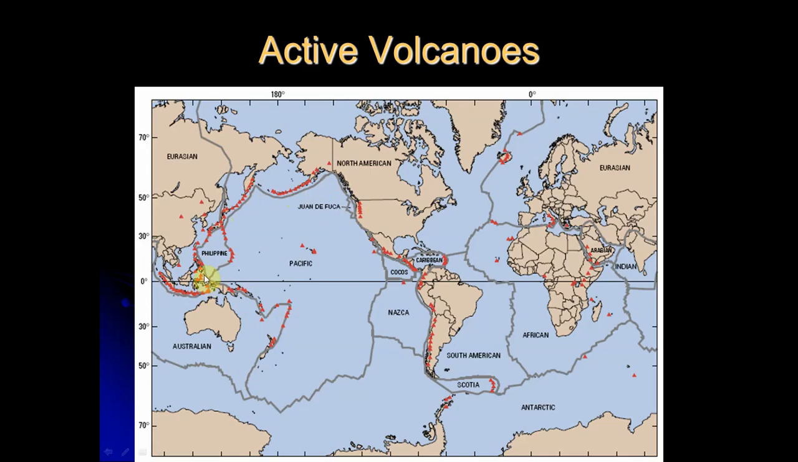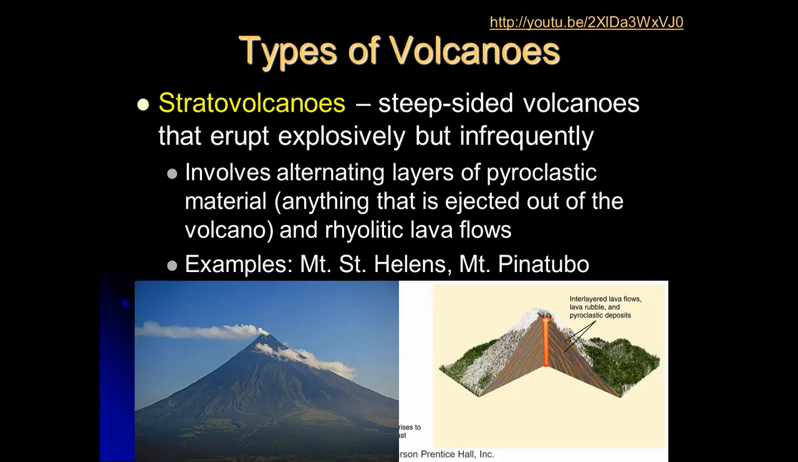This is called the Ring of Fire, where two-thirds of all of Earth's active volcanoes reside, and it's all linked to those subduction zones. Remember, we have the Juan de Fuca plate subducting here, the Pacific plate subducting here, the Pacific plate subducting here, the Indian-Australian plate subducting here. So they're all tied to those subduction zones, those convergent plate boundaries.